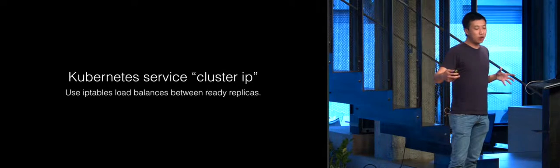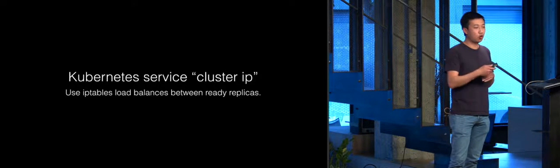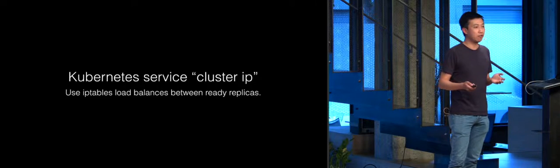Once you have a set of replicas, Kubernetes provides this feature called cluster IP, which really uses iptables locally on each box in order to help you balance the traffic across the set of replicas that you have.